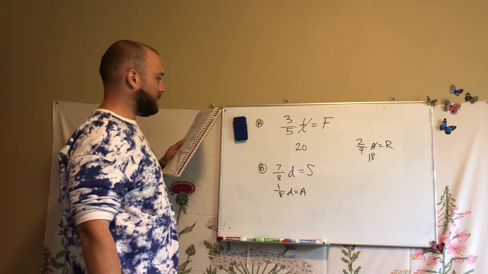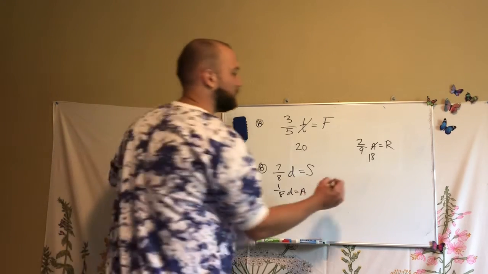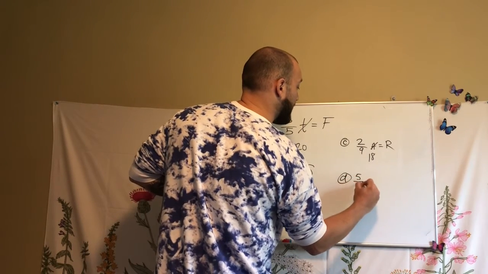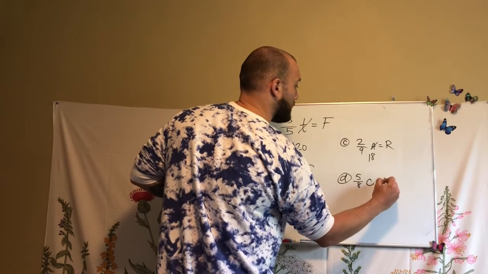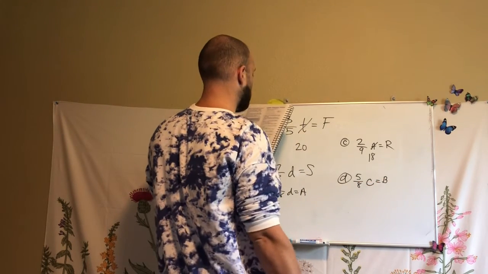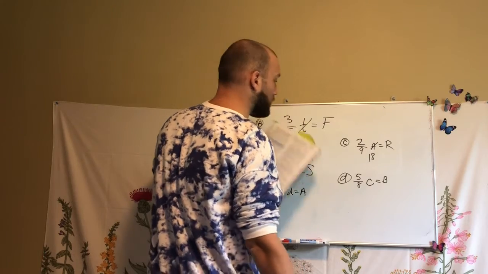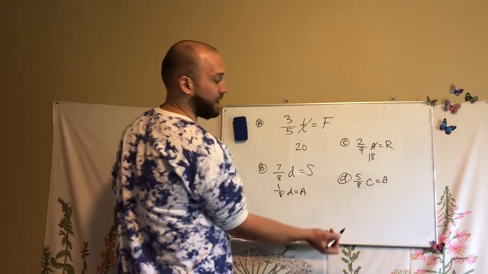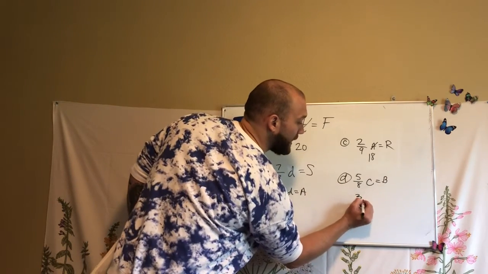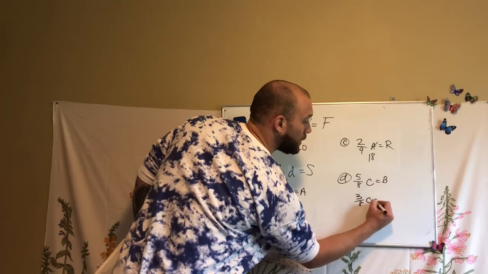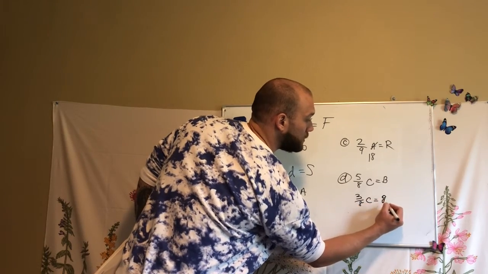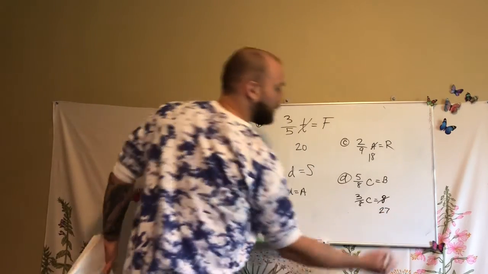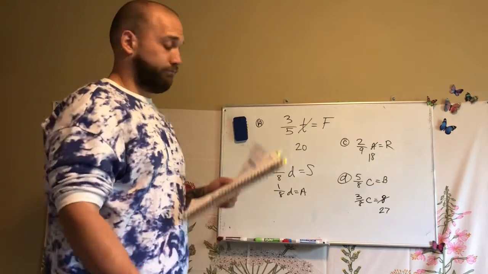Next one, D. 5/8 of the children were boys. So there's C, D. 5/8 of the children were what? Boys. And then it tells us there were 27 girls. So I need to rewrite the equation for that one. Well, what's left over from 5 out of 8? 3. So I know I have 3/8 of the children were girls. How many girls did it say there were? 27. And then you can do problem D on your own.